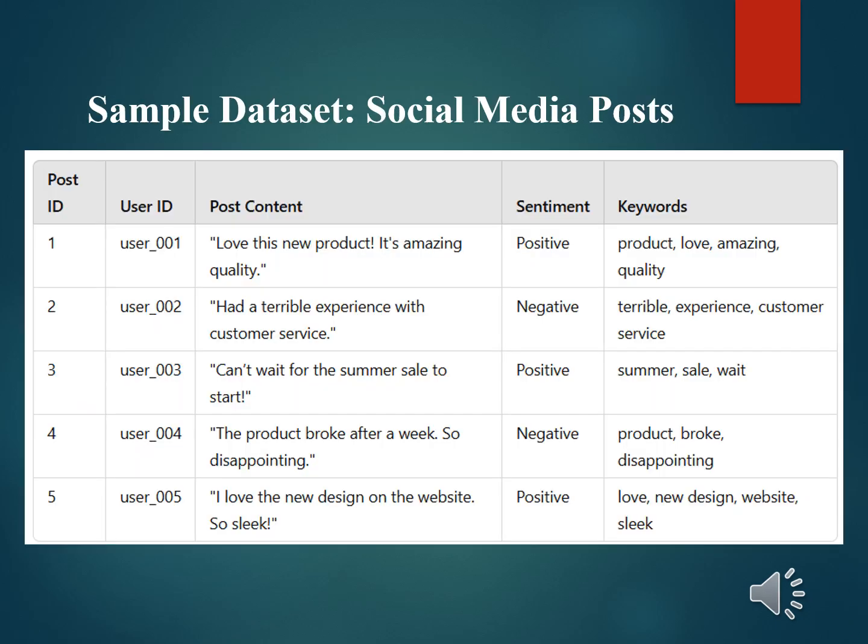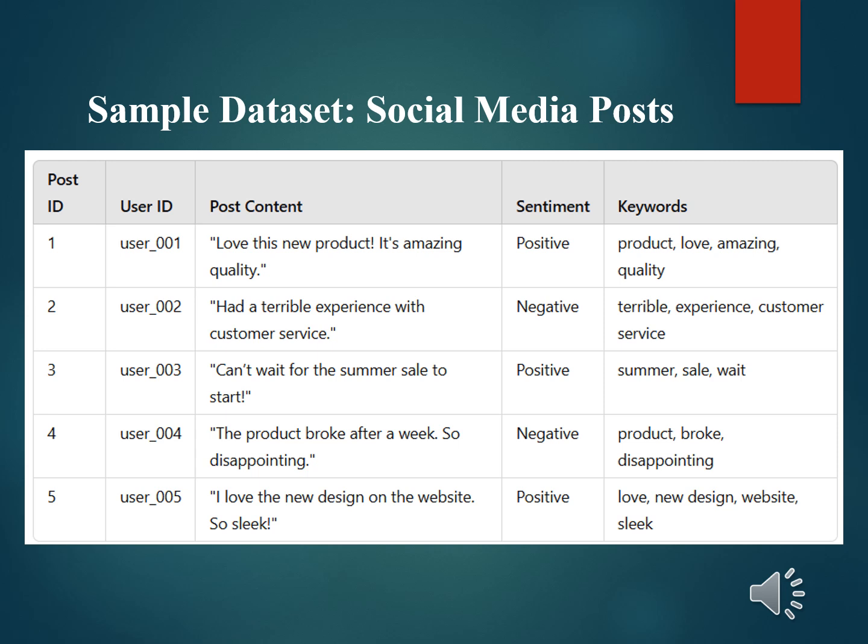Now let's analyze social media data for insights. So the sample dataset shown helps illustrate how social media monitoring works. The data consists of five key columns. First one is post ID, which is a unique identifier for each social media post. The next is user ID, which represents the user who posted the content, and also post content. It is the actual text of the post.